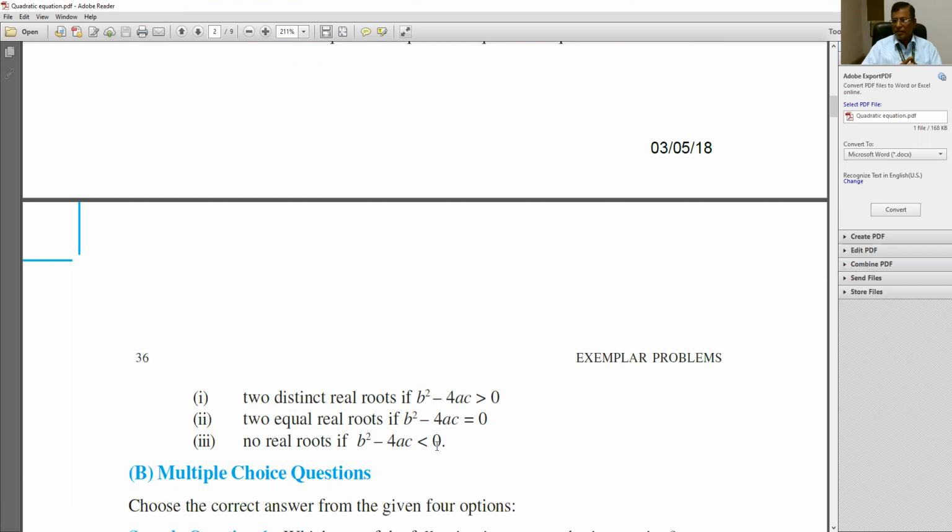During your live interaction, I shall be solving some numericals that will describe how this is greater than 0, how this is equal to 0, how this is less than 0, why there is no root, when the two roots will be real and equal, and when there will be two distinct real roots. So for that we can see all the things.